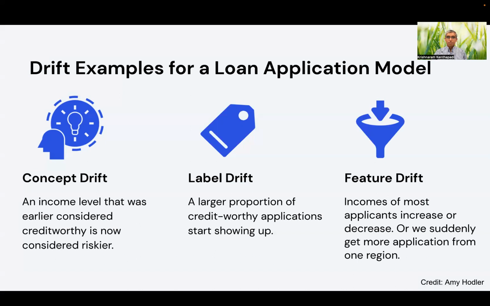This is a setting where the incomes of many applicants may increase or decrease, or we may get more applicants from one particular geographic region or one particular demographic. Again, this might also have a tangible impact on the underlying business metrics.